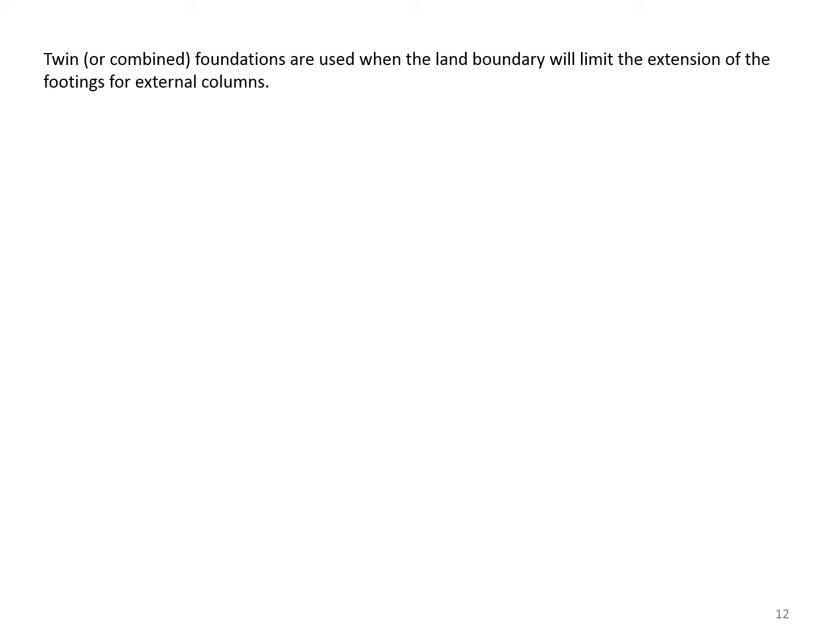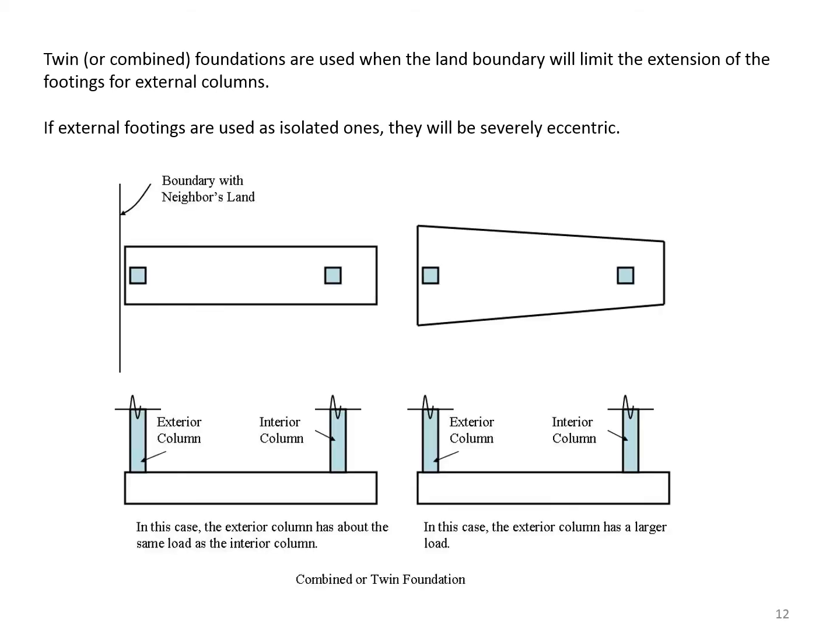Twin or combined foundations are used when the land boundary will limit the extension of the footings for external columns. If external footings are used as isolated ones, they will be severely eccentric. Here are some details. The figure to the left shows a standard twin foundation. You notice that the boundary with the neighbor's land is too close to the foundation. Therefore, we are attaching these two together using what we call a twin foundation.